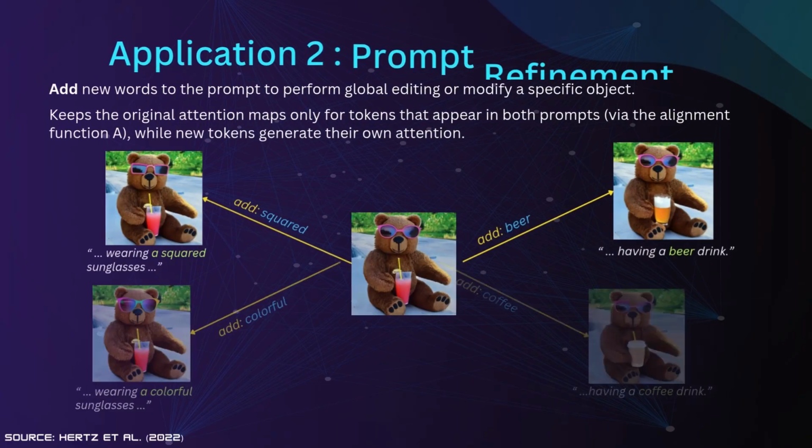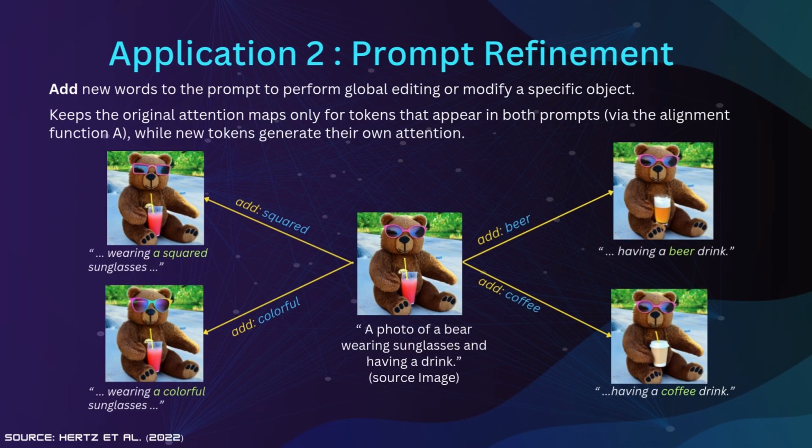The second application is prompt refinement, where new words are added to the prompt. In this case, the original attention maps are preserved only for words that appear in both the old and new prompt. New words are free to generate their own attention and influence the image independently. For example, adding the word squared or colorful only affects the sunglasses, while adding beer or coffee only affects the drink. So the rest of the image stays the same.